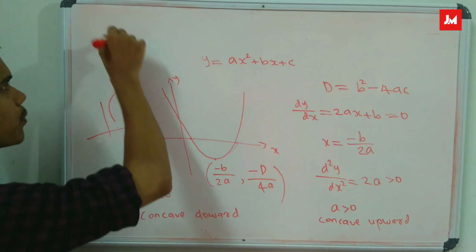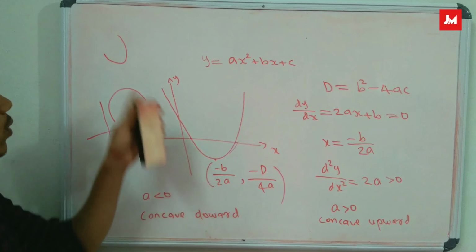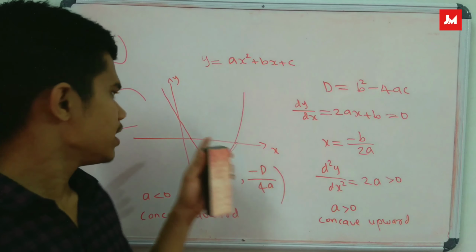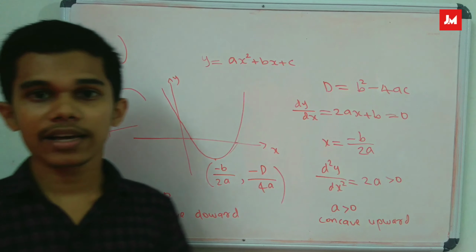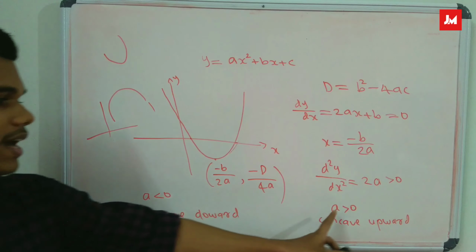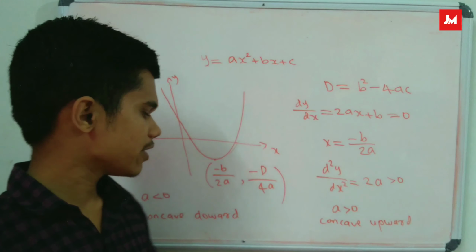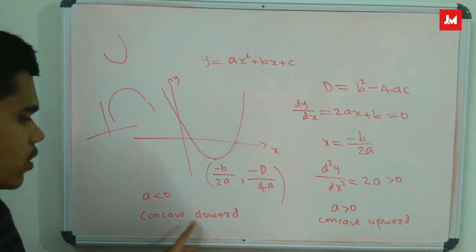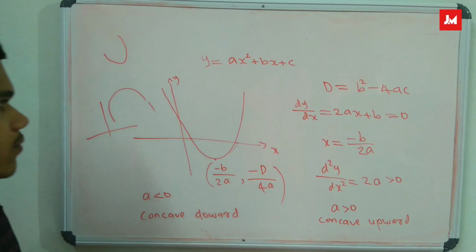The shape of a concave downward parabola is like this. This is concave upward. The shape of the parabola in concave upward mode is like this, and the shape of the parabola in concave downward mode is like this. So if a is greater than 0, then it is concave upward. If a is less than 0, then it is concave downward.